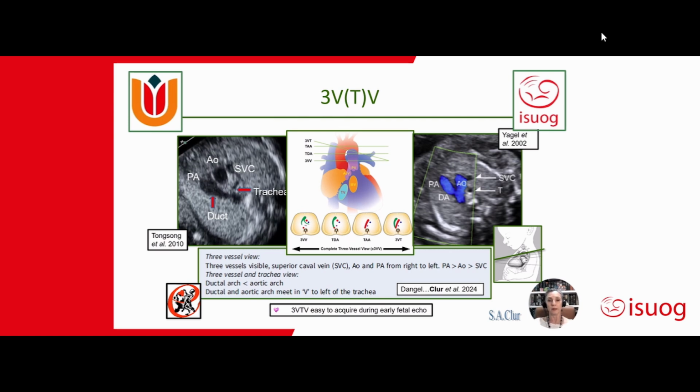As we scan a little bit higher, we come to the three-vessel and trachea views. On the three-vessel and trachea view, which is depicted in the video on the left side, we can see the pulmonary artery, the aorta, and the vena cava superior in a nice line, with the size decreasing from pulmonary artery to vena cava superior. On the right side, we see a normal three-vessel and trachea view, where we see the pulmonary artery connecting to the arterial duct, which then connects to the aortic arch, making a V shape on the left side of the trachea.